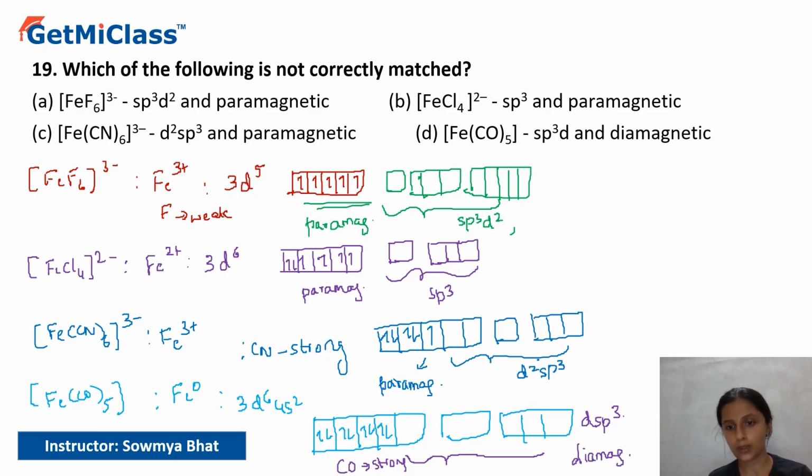If you compare the answers here, first is paramagnetic sp3d2, right? Second one is sp3 and paramagnetic, correct. Third one is paramagnetic and d2sp3 is also right, and the fourth one, which is dsp3 and not sp3d. So the wrong answer, or which is not correctly matched, is option D.